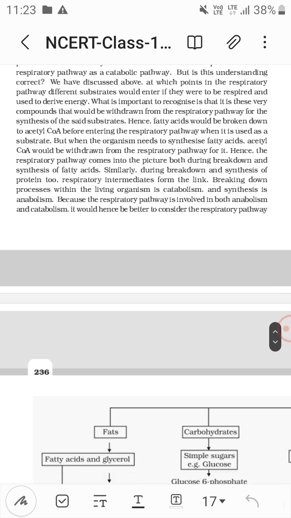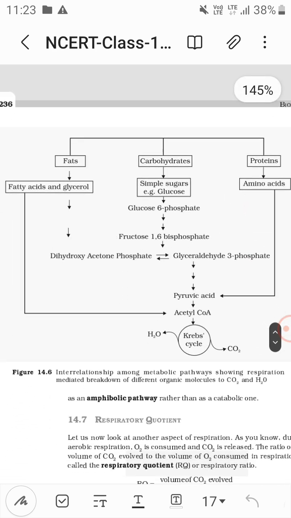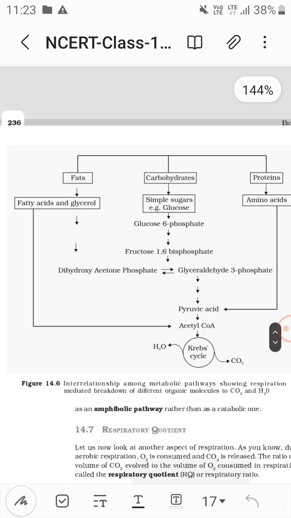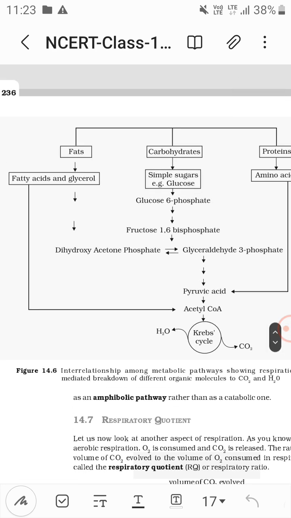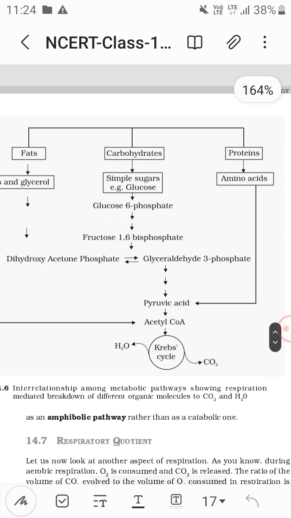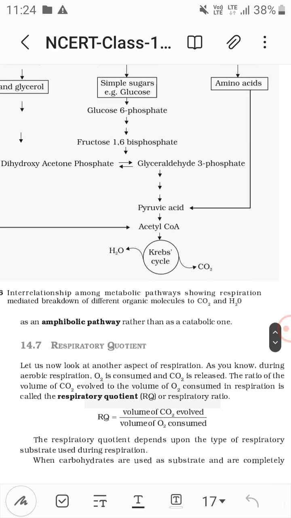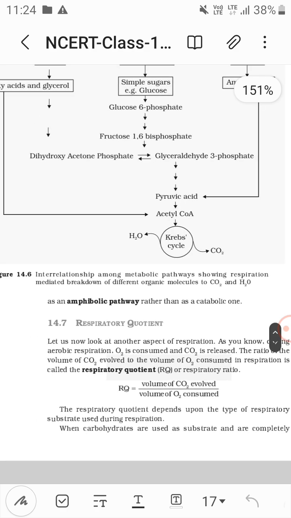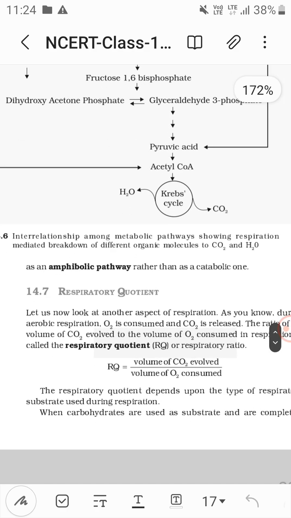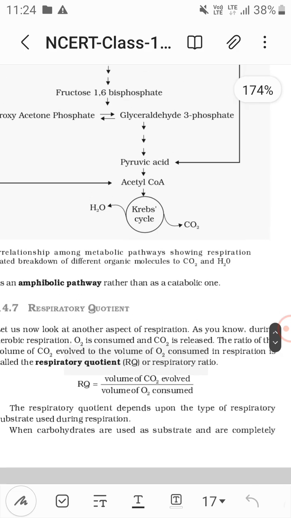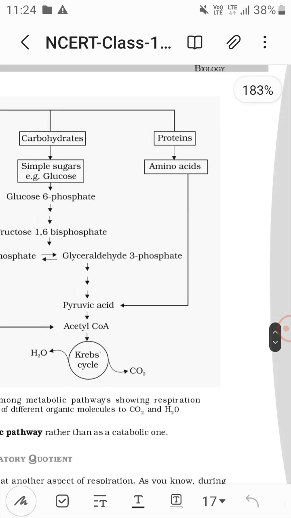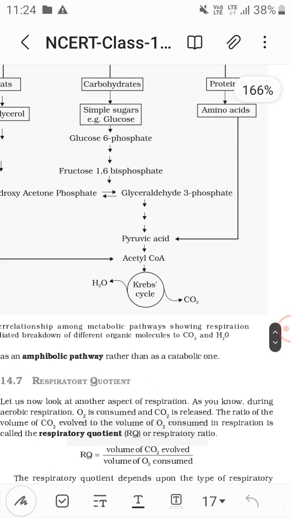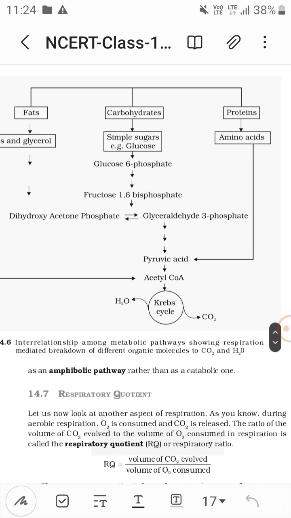Then the amphibolic pathway involves catabolism and anabolism. Now fats are broken down into fatty acids and glycerol. So fatty acids can be converted into acetyl coenzyme A. Then glycerol can be converted into dihydroxyacetone phosphate. Carbohydrates, usually simple sugars: glucose 6-phosphate, fructose 6-phosphate, fructose 1,6-bisphosphate, then glyceraldehyde 3-phosphate, then 1,3-bisphosphoglyceric acid, then 3-phosphoglyceric acid, then 2-phosphoglycerate, then phosphoenolpyruvate, then pyruvic acid. Proteins are converted into amino acids, which go into pyruvic acid, acetyl coenzyme A, and the Krebs cycle.